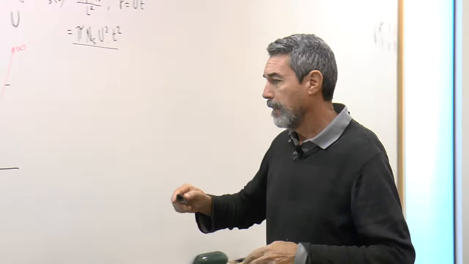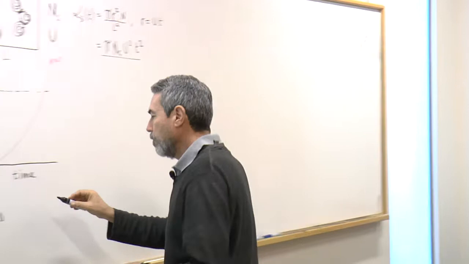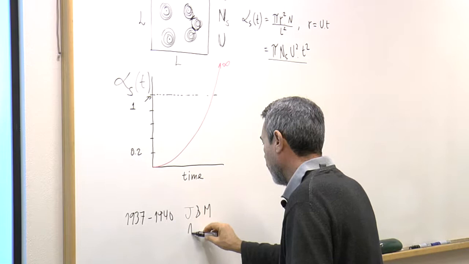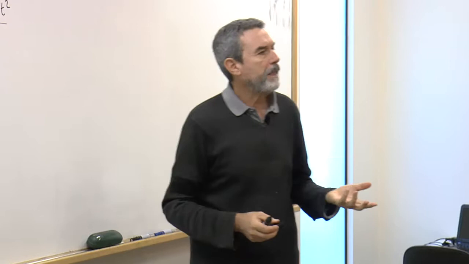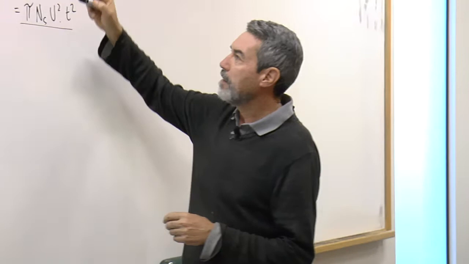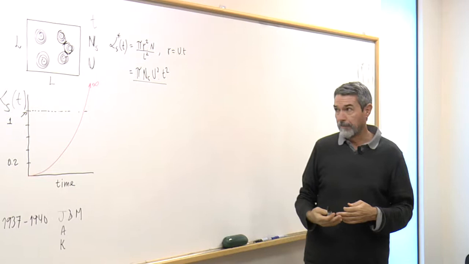So some very clever people, in the period 1937 to 1940 or so, Johnson and Mehl, Melvin Avrami and Kolmogorov, independently solved this problem. This is a mathematical problem. They call this the fictitious volume fraction, or area fraction in this particular case, because it can be larger than one. And they solved this problem by a very elegant solution.